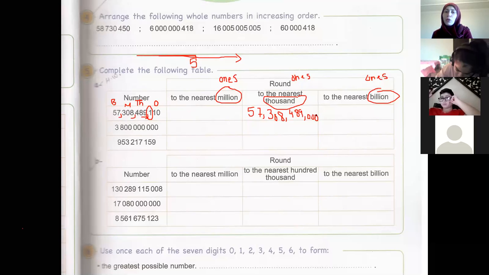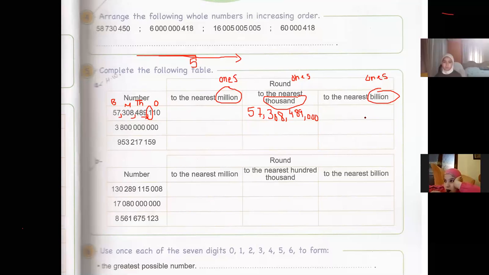Yes, what do you want? Teacher, in the last one I solved the word, but what is written at the end is to the nearest billion, and here in the billion we put zero. Excellent, that's it. Yes, we place zero to the left side.